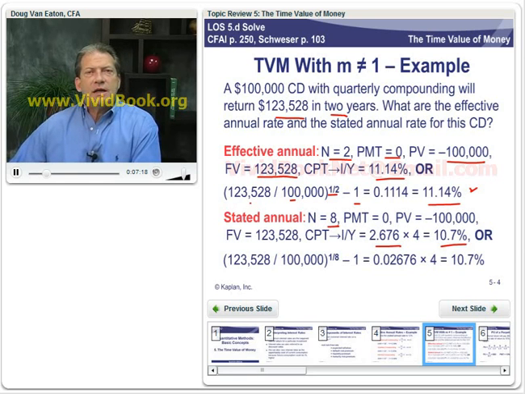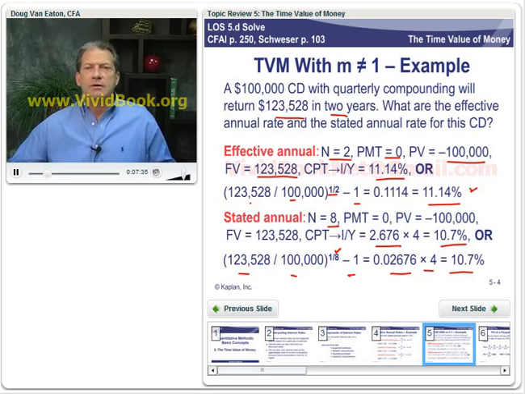We just take ending value over beginning value here, take it to the 1/8 power minus 1 to get that quarterly rate, which is the same as we would find using the calculator functions, multiply it by 4 to get a 10.07% stated annual rate.